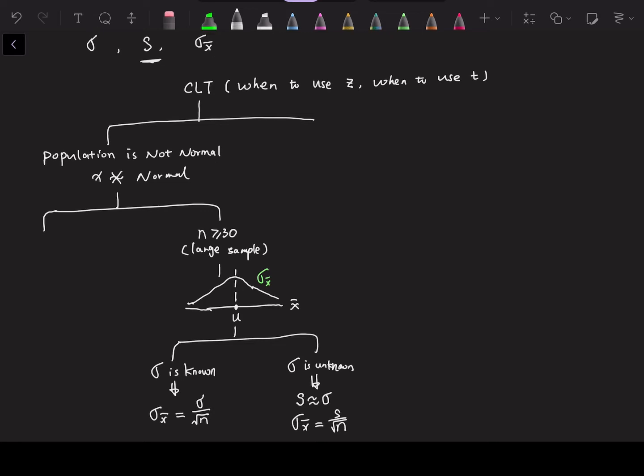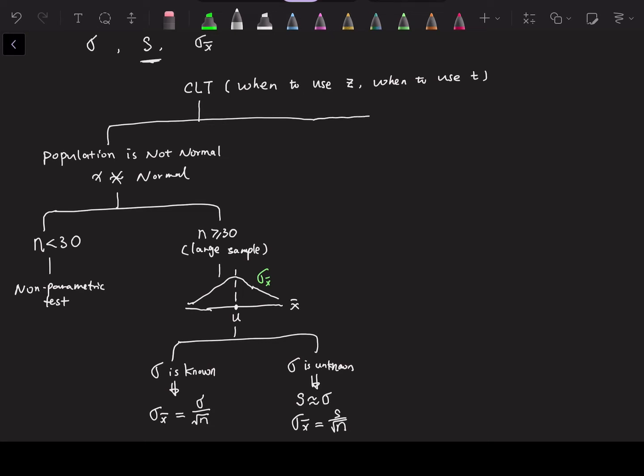If the population is not normal and n is small, then we should use a non-parametric test. We're not talking about this in today's video. We don't use the t-statistic here because it doesn't follow the t-distribution, since the population is not normal.